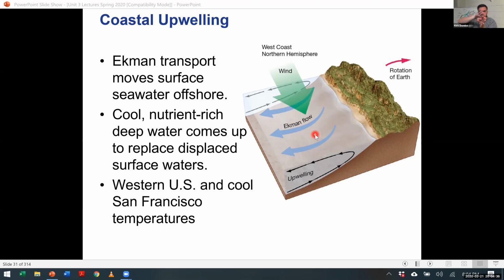When the surface waters get pushed away from the shore, the deeper waters from below come up to fill that void. You can see that happening with this little black arrow down here. The deeper waters come up from below to fill this coastal region as the surface waters get pushed away from the coast. That brings, as we said, nutrients up to the surface.